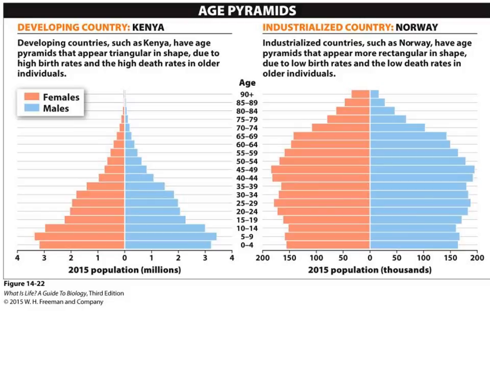On the left is a more triangular shape, and it's seen in the age pyramid of developing countries, Kenya being an example. It has very high birth rates, reflected as a large base in the age pyramid.